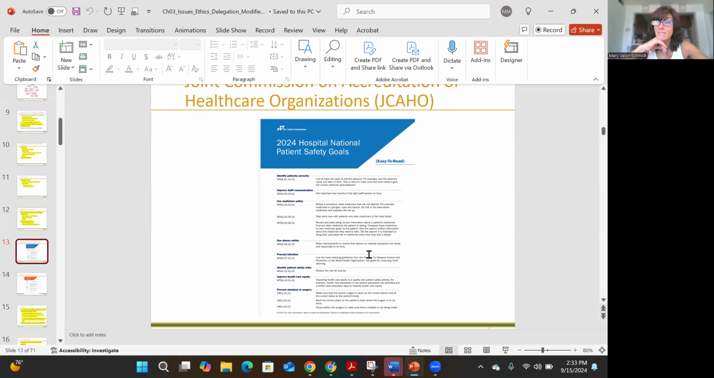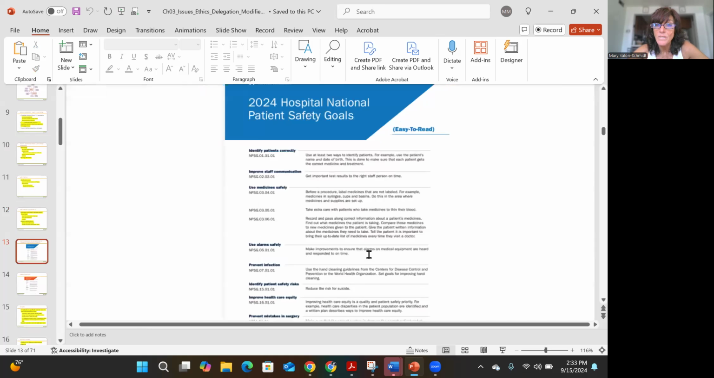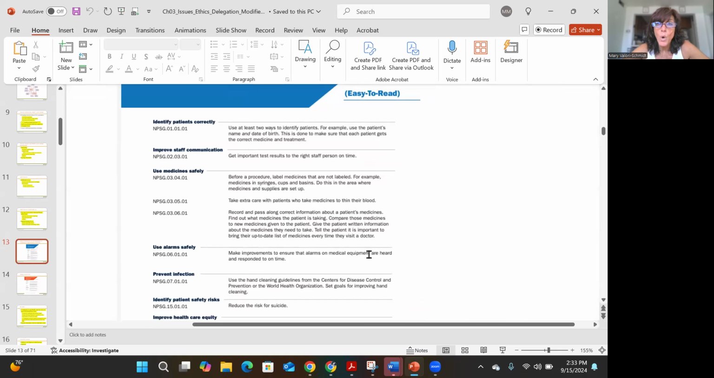So let's take a look at these safety goals. I took a screenshot of the hospital safety goals. I'm going to make this bigger. So the goals are, identify your patient correctly. You always use 2 ways to identify your patient. Example, name and date of birth. Okay, you need both of them. You can't just have the name or the date of birth, both. Okay, patient's phone number. Yeah, phone number is an identifier that you could use also.